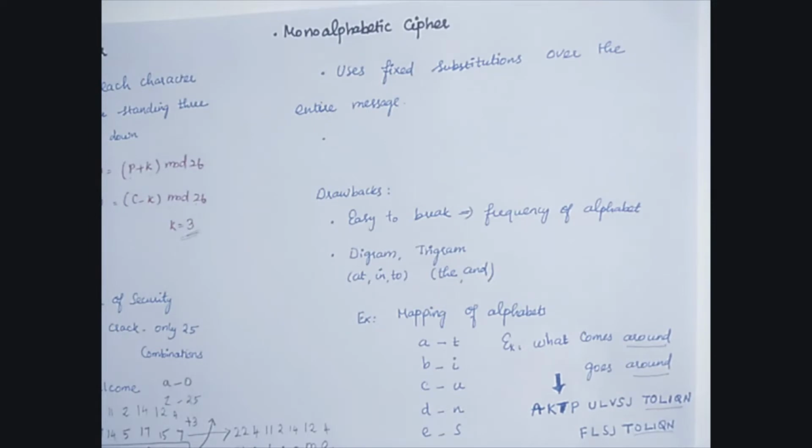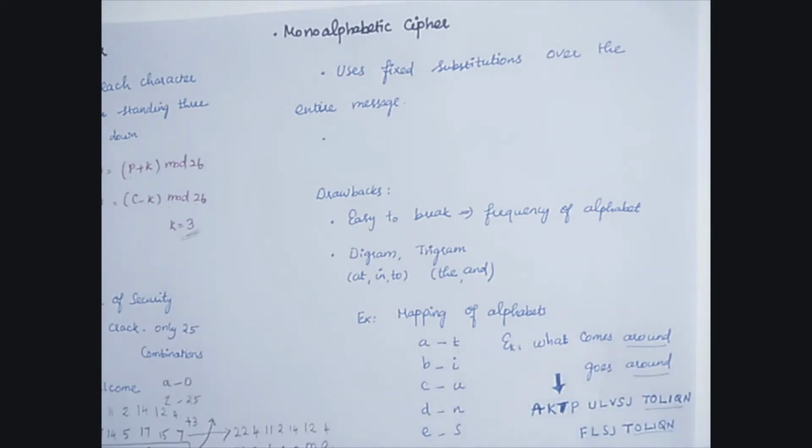Monoalphabetic cipher. It uses fixed substitutions over the entire message, which means each and every alphabet has its unique mapping to another alphabet. Like A is mapped with T, B is mapped with I, C is mapped with U. Likewise, there is no relationship between these two characters. It's purely random mapping. For example, the plain text "what comes around goes around" is encrypted using this monoalphabetic cipher, and we get the ciphertext output as AKTP and so on.